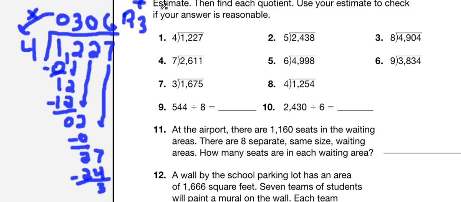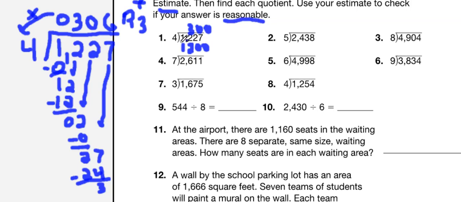Okay? And if we're going to estimate, we could have said that 1,227 was about 1,200 because 4 fits into 12 nicely. And I know that 4 times 3 gives me 12. Attach my 2 zeros, 300. So if I estimated, I would estimate 300. My actual quotient, my actual answer is 306. So they're pretty close. And because they're close, we call that being reasonable.